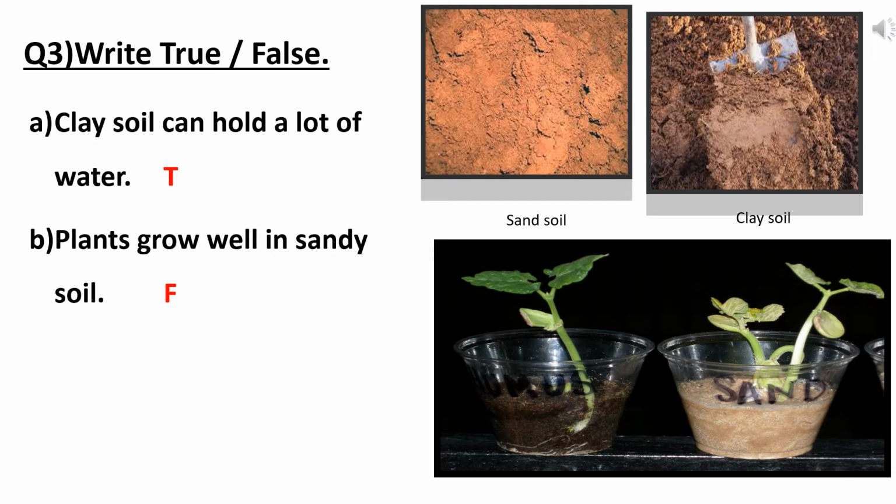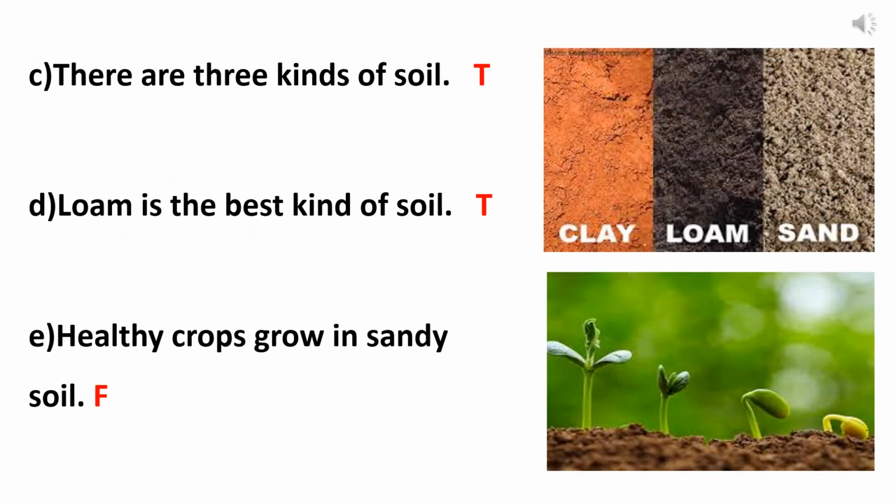It's wrong because plants can grow in fertile soil only. Even in the sandy soil it has lots of sand particles, and clay soil has more clay particles. That's why both these kinds of soils are not good for growing plants. Number 3: in our science book, we have learned that there are three kinds of soil, and that is correct. Number four is: loam is the best type of soil. Yes, it is correct also.